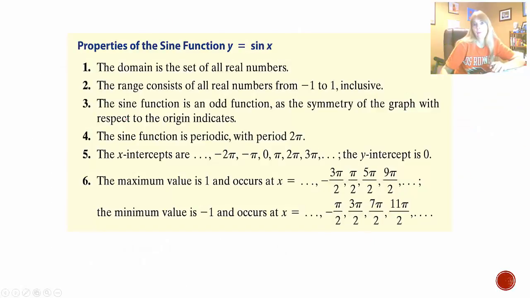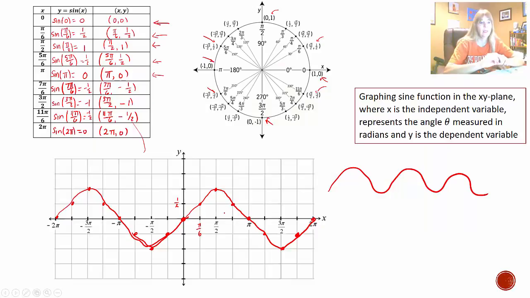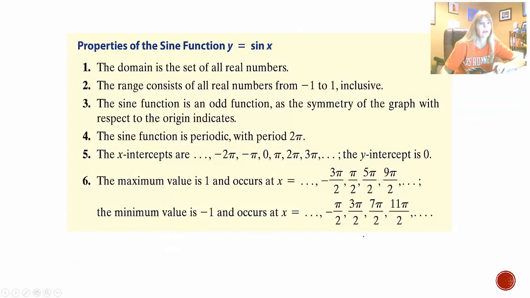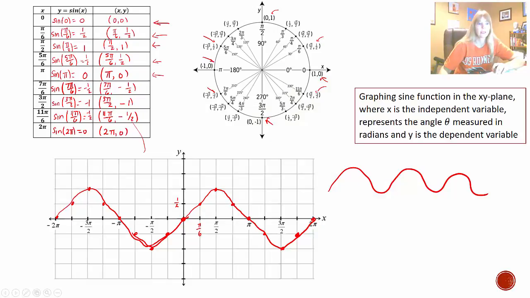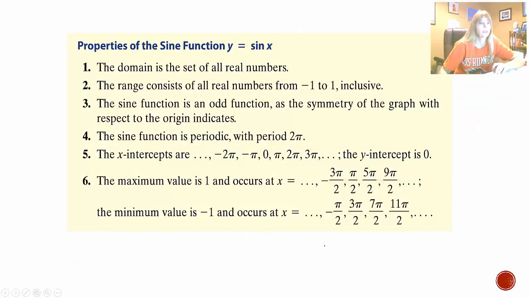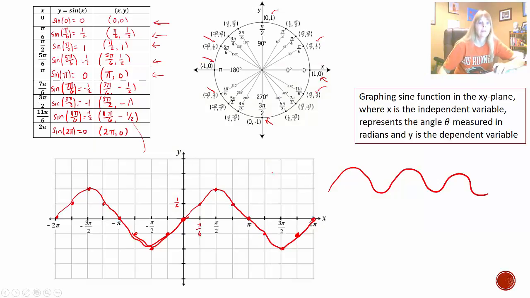And then I can remind myself of all the different properties. The domain is all real numbers. The range: if I go back here, you can see the highest that it went was +1, the lowest it went was -1. The sine is an odd function, so it's symmetrical with the origin, so I can just copy all of those points. The sine function is periodic with period 2 pi. That means wherever you start, when you go 2 pi, you're back where you started.